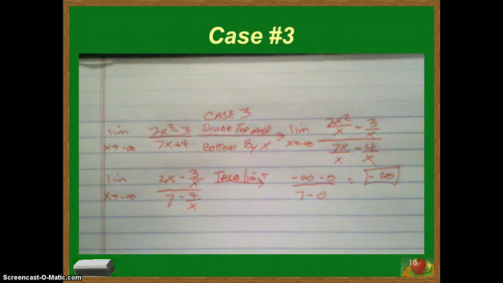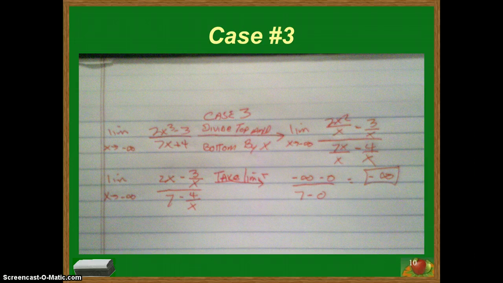Okay, so I get 2x squared over x minus 3 over x all over 7x over x minus 4 over x. Okay, so now we do some simplification. I get 2x minus 3 over x all over 7 minus 4 over x. Take the limit. Well, the limit of 2x as x approaches negative infinity is simply negative infinity. You cannot get smaller than negative infinity, so when I put negative infinity in for x, I just get negative infinity.